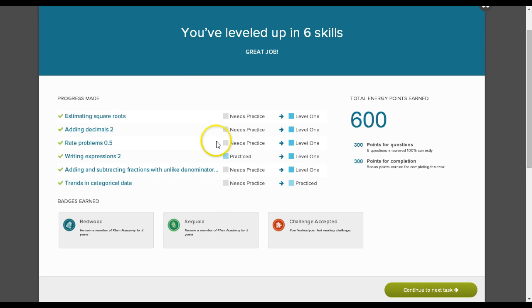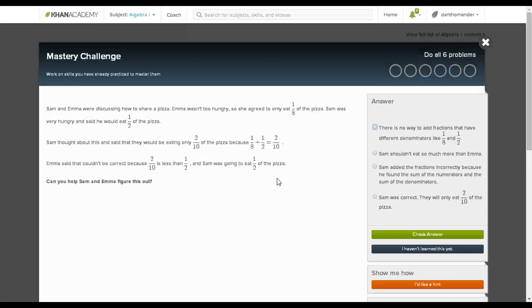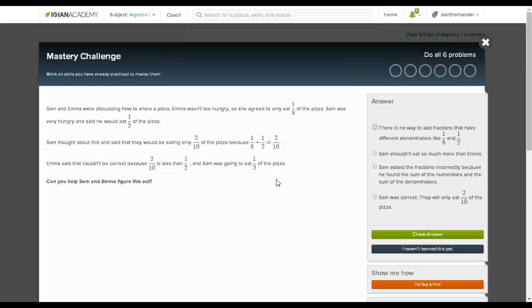So you can see that I've made some progress, and I'm going to continue to the next task. Actually it's wanting me to do a mystery challenge. So I'm going to stop here because I don't want to do this mystery challenge right now. But I wanted you to see how you get in and how you can use Khan Academy and make sure that you're signed in.